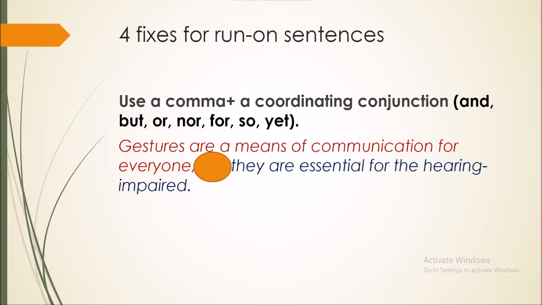Let's start with the fixes for run-on sentences. First, use a comma plus a coordinating conjunction, for example, and, but, or, nor, for, so, yet. Here is the same example we used. Gestures are a means of communication for everyone. They are essential for the hearing impaired. We just write a comma and but. So we link two independent sentences with but.